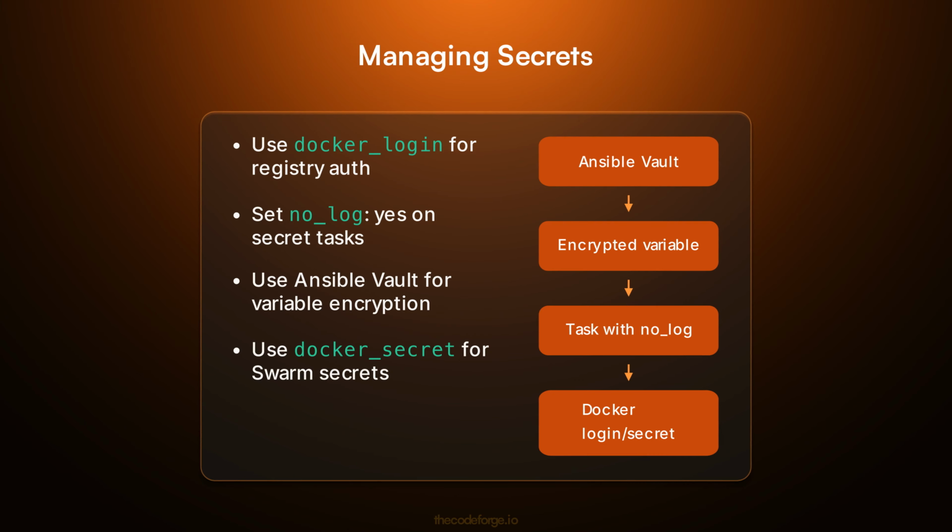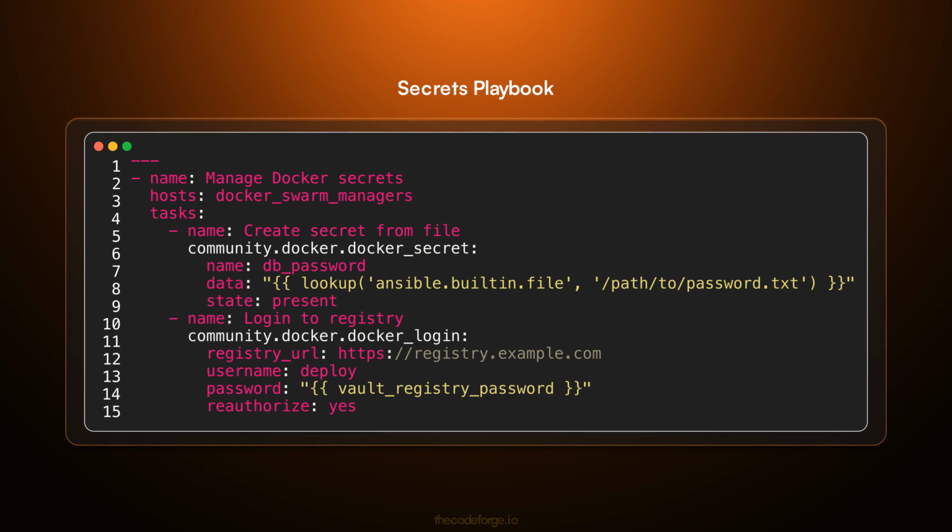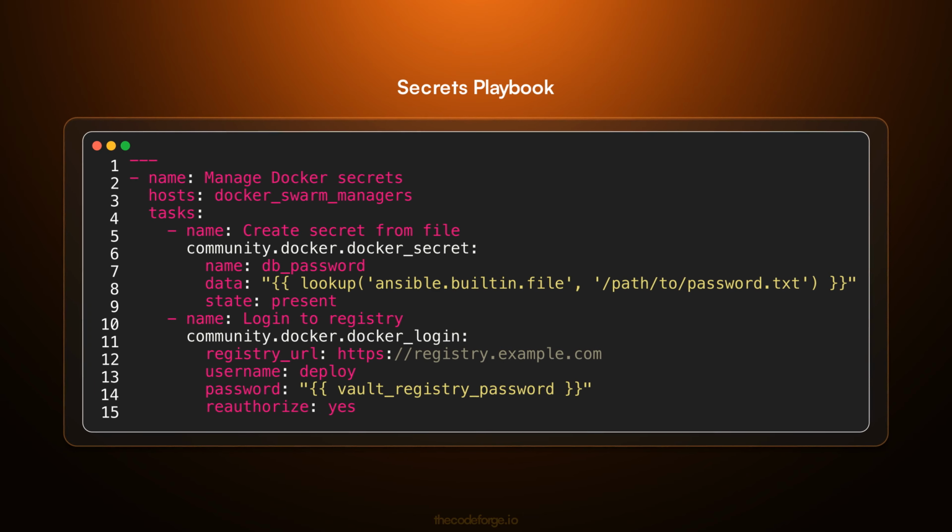Use Ansible Vault to encrypt sensitive variables. For Swarm, you can use Docker Secret to manage secrets. This playbook creates a Docker secret from a file and logs into a private registry. Note the use of no_log is not shown here, but should be added. Always test with -v to ensure secrets aren't leaked in logs.